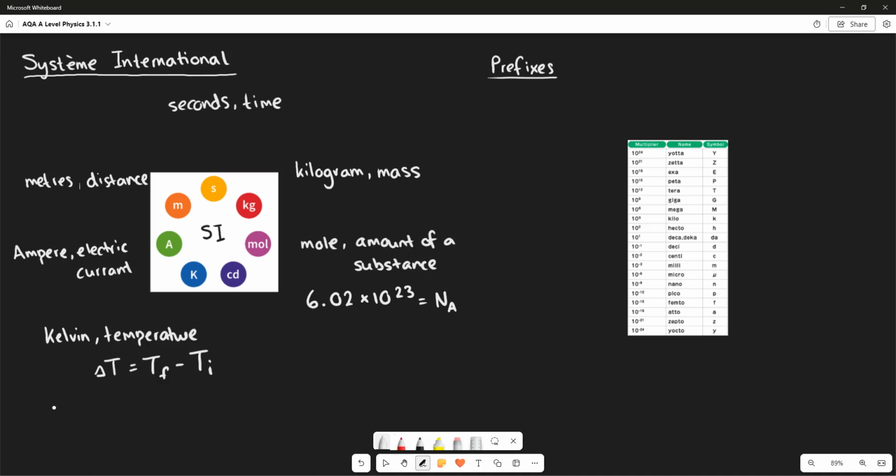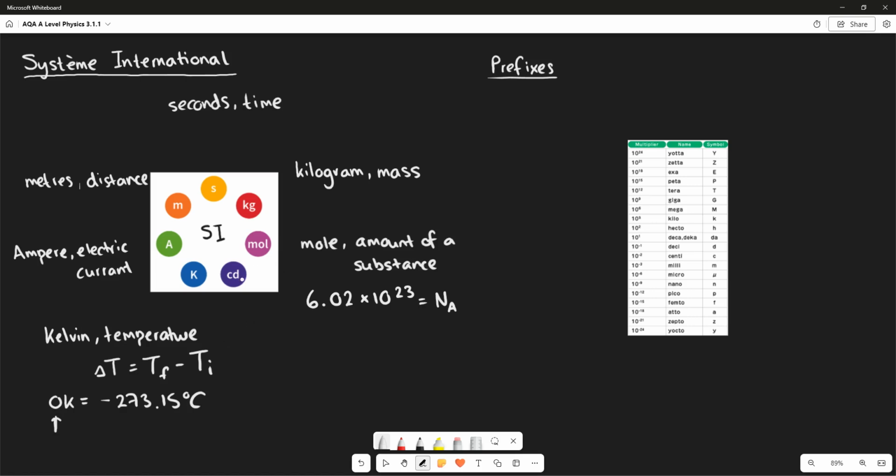Kelvin is very, very interesting. It doesn't go into the negative region. It only goes down to 0 Kelvin, and 0 Kelvin is equal to minus 273.15 degrees Celsius, and that is the coldest temperature that there is. You cannot get any colder. It's known as absolute zero because it is 0 Kelvin.